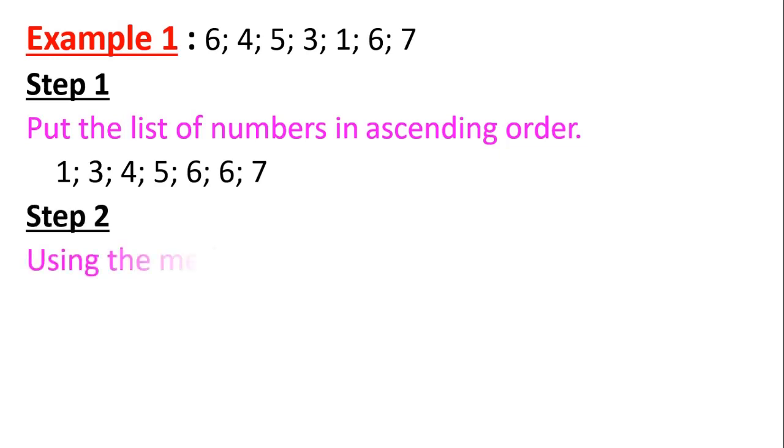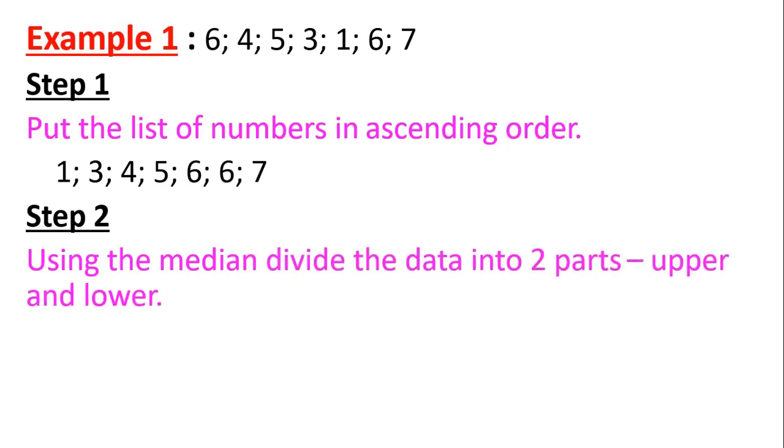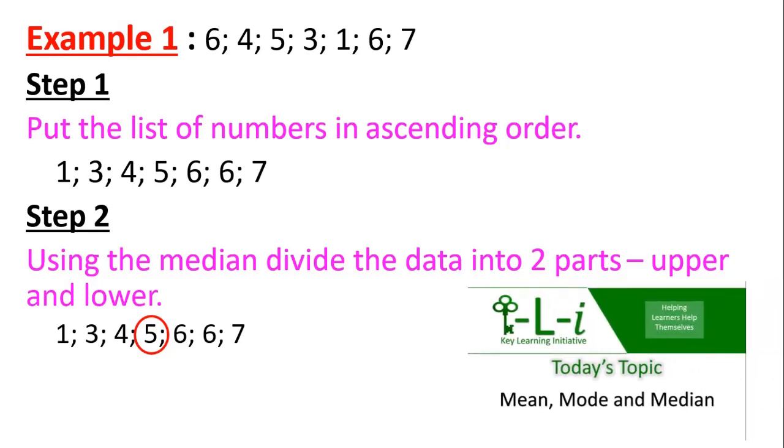Step 2. Using the median, divide the data into two parts, the upper and the lower. So there's our data, and now we need to find the median. In that data, 5 is the median. Now, if you're not sure how I got 5, please watch my video, Mean, Mode and Median. As I said earlier, the link will be in the comments. And so 5 is my median.